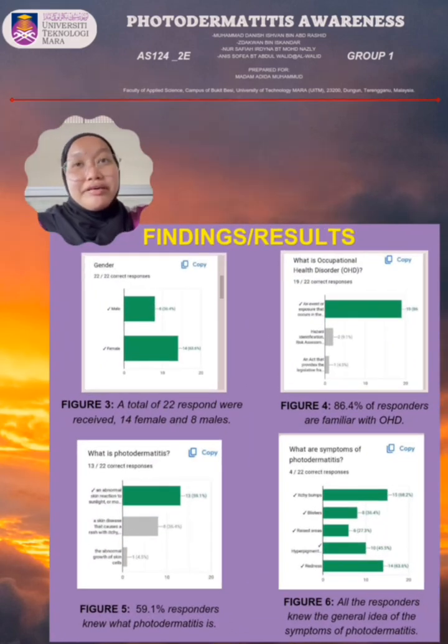These are the findings that we got after the Google form was distributed. As you can see in figure 3, a total of 22 responses were received, 14 female and 8 male. For figure 4, 86.4% of responders are familiar with occupational health disorder. As for figure 5, 59.1% of responders knew what photodermatitis is. As for figure 6, all the responders knew the general idea of the symptoms of photodermatitis.